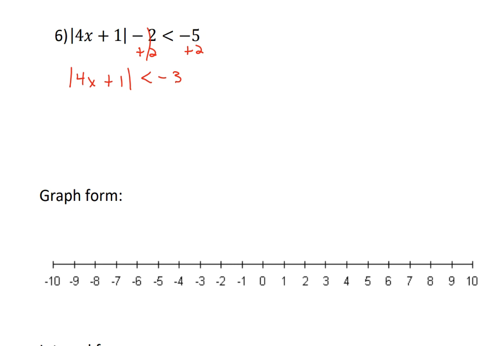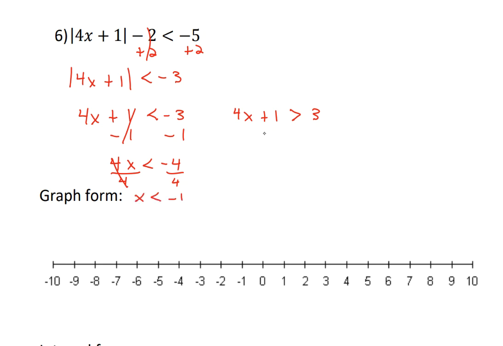Let's work it out like we would the other absolute value inequalities. Let's take it out of the absolute value. 4x plus 1 is less than -3. And then we do the opposite: 4x plus 1 is greater than +3. I'm going to subtract 1 from both sides, and that gives me 4x is less than -4. Divide by 4. I do not flip the inequality because I'm dividing by a positive. So that's x is less than -1.